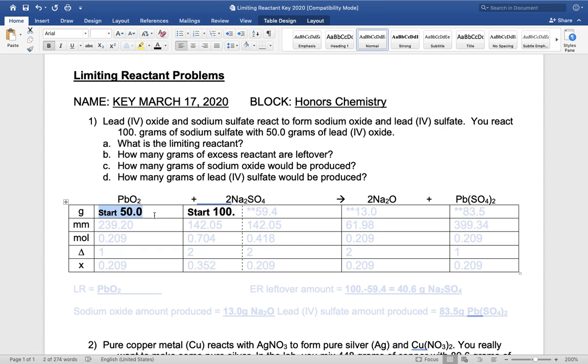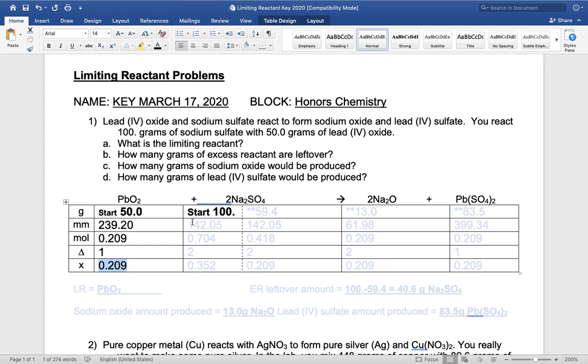I want to take each of these down to the carryover X column. Let's start with this one first. PbO2 is 1 lead plus 2 oxygens, big number, 239.20. So 50 divided by that is 0.209, and then divided by 1 is 0.209. I'm going to stop there on that one.